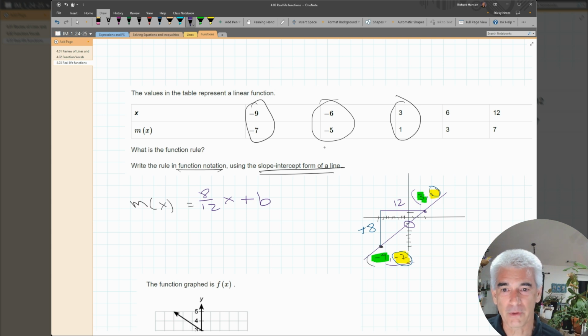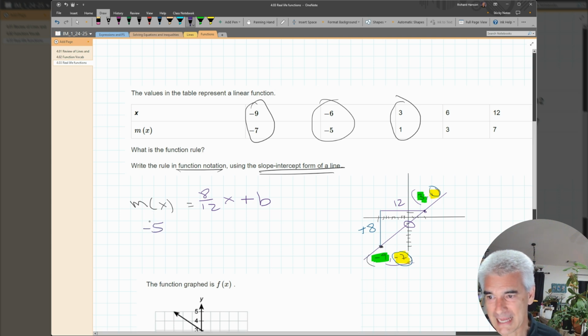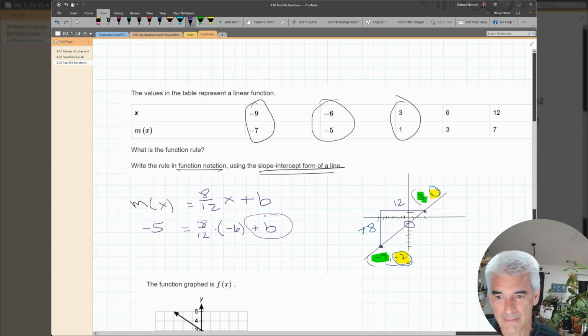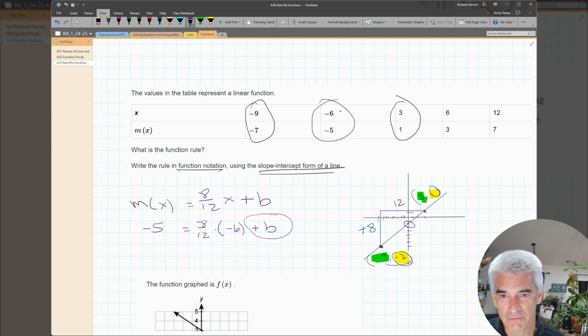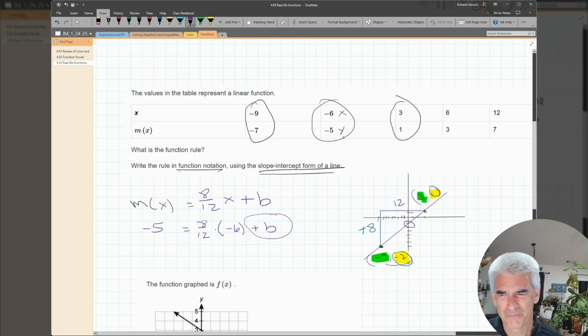Let's plug in another point. I'm going to plug in -6, -5. So -5 is my result. I place that as my y coordinate, equals 8/12 times -6 plus B. And I'm going to solve for B, so I'm going to get B by itself. So I plug this in for x and this in for y. No, I guess not y, m of x.